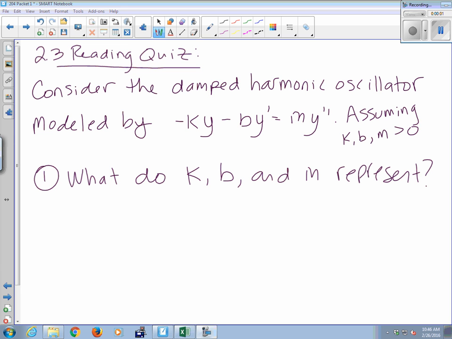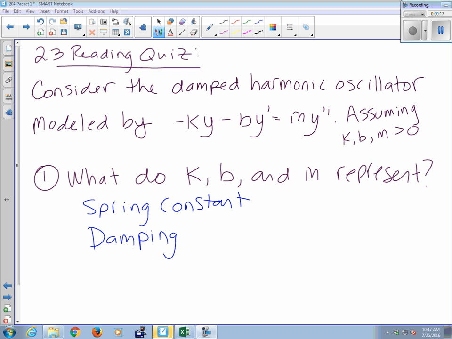Okay, what do K, B, and M represent in the model? Spring constant, damping constant, and mass. Spring constant. Damping constant or coefficient, but not damping mass. That's fine. And what's M? Mass. Alright, raise your hand if you got 4.